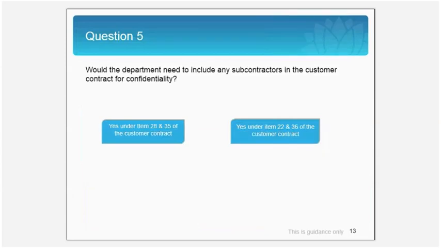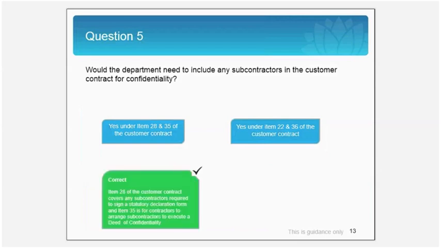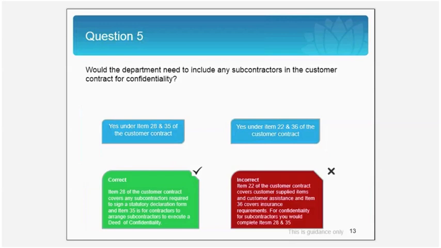Let's conclude with the item on subcontractors. Would the department need to include any subcontractors in the customer contract for confidentiality? Would it be item 28 and 35 or would it be item 22 and 36? Item 28 and 35 are the correct items to be included. Item 28 covers any subcontractors required to sign a statutory declaration form, and item 35 is for contractors to arrange subcontractors to execute a deed of confidentiality.